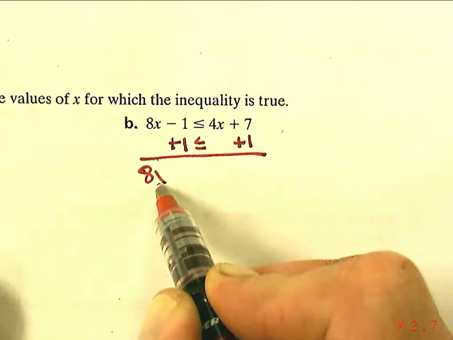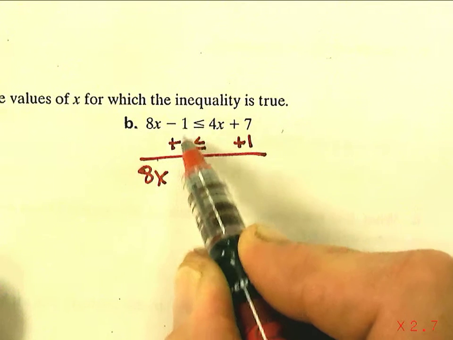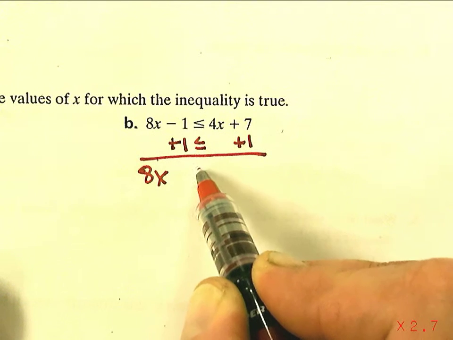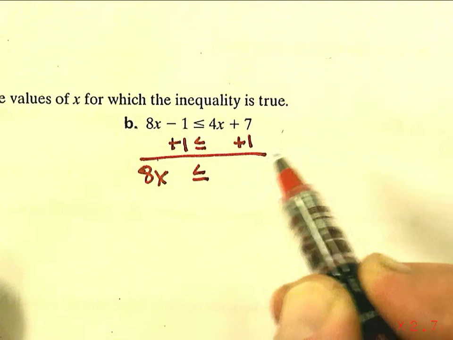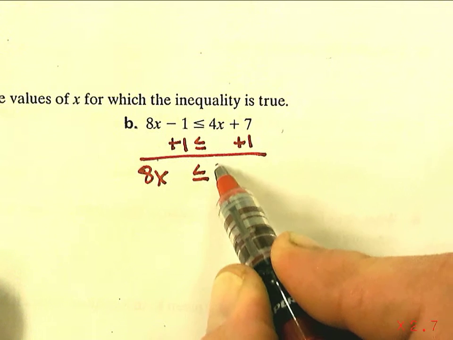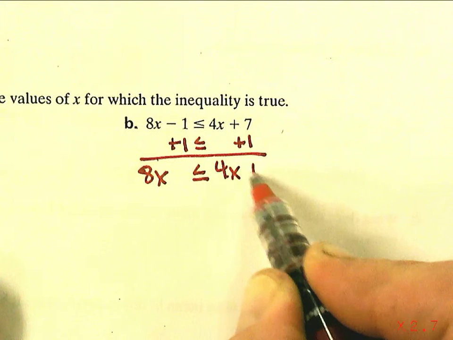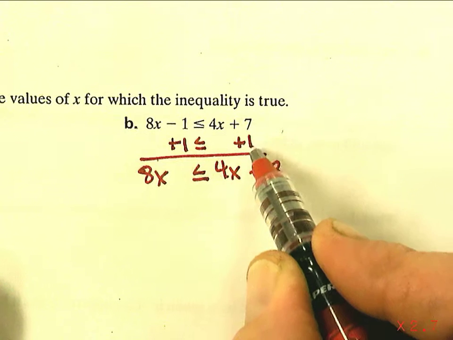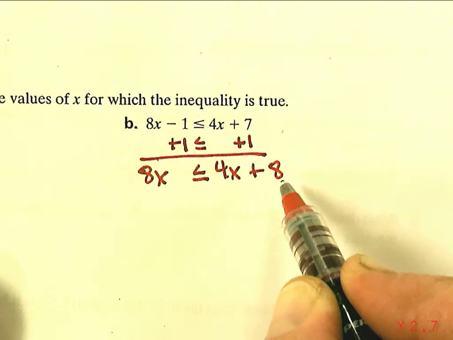and then things will work out just fine. So 8x, and then that becomes 0. Negative 1 and a positive 1 is 0, so I'm not going to write anything down because there's no reason to write down a 0. And then over here I have 4x plus 8. 7 plus 1 is 8. So I've just put the 8 there.